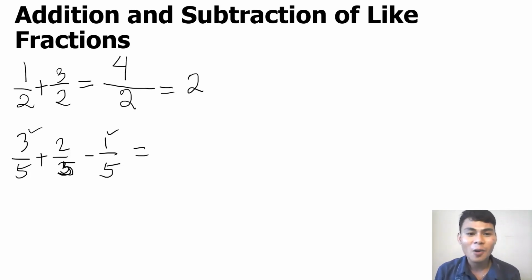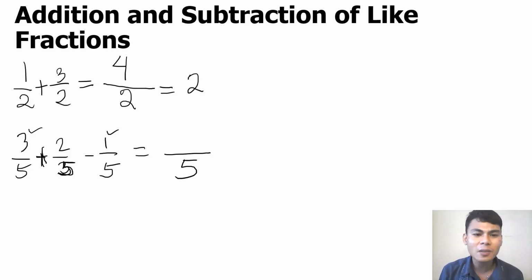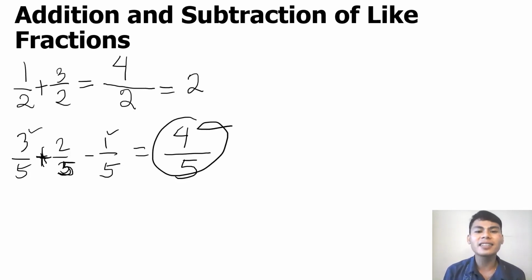Okay, so we have 5, 5, 5. Oh, they are like fractions lahat. So, ilagay agad si 5 sa denominator sa answer mo. 3 plus 2, 5. Minus 1, 4. And that's the answer. 4/5. Ganyan lang po ka-basic. Okay, last example.